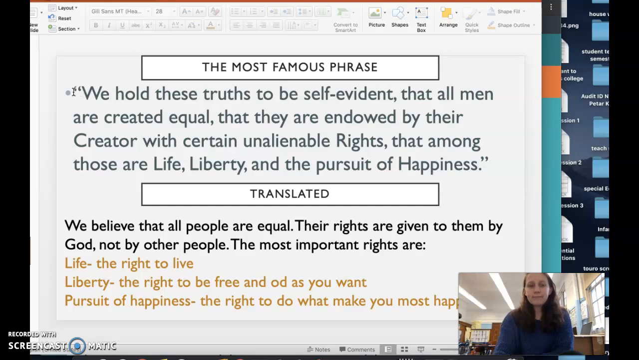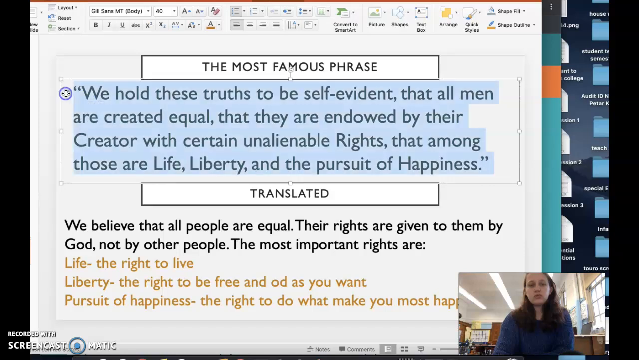So, we have this right here. We hold these truths to be self-evident, that all men are created equal. That phrase, all men are created equal. So that just means all people are equal. Right here, that they are endowed by their Creator with certain unalienable rights. That sentence means their rights are given to them by God.